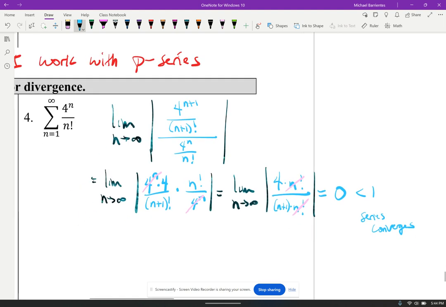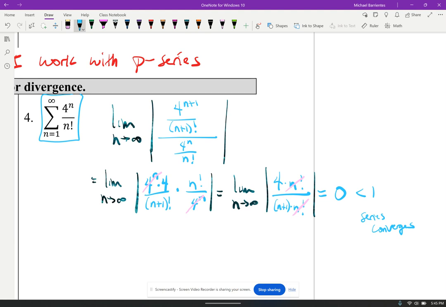Which series? The original series that I started with. That's how the ratio test works. So when should I use the ratio test? I should probably use the ratio test if I have factorials, for sure. I could also try to do the ratio test if I ever have exponentials. That could work. But this is how the ratio test works.